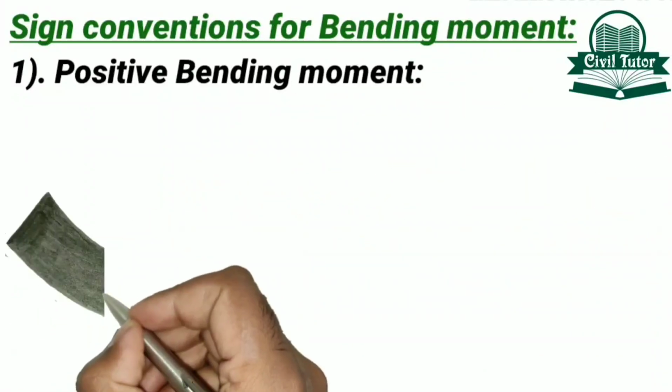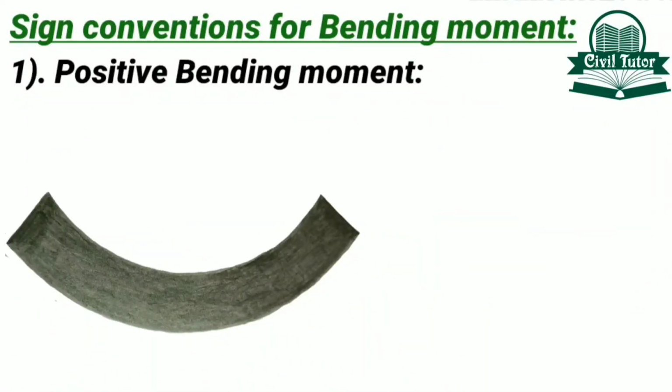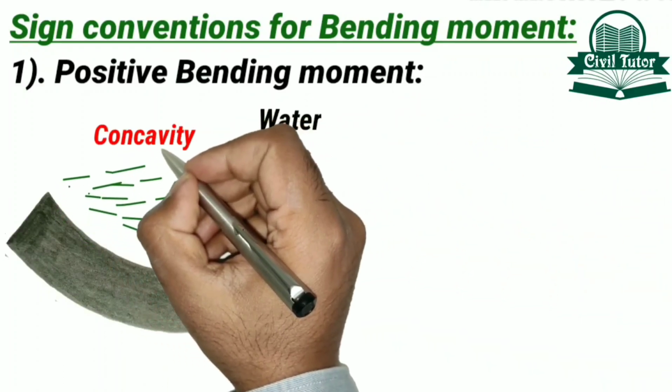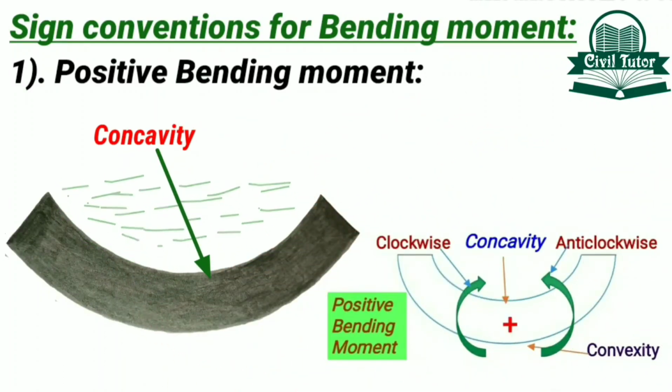The bending moment at a section will be positive if it tends to bend the beam in a manner such that it can retain water on its curvature, that is concavity at the top, as shown in figure.